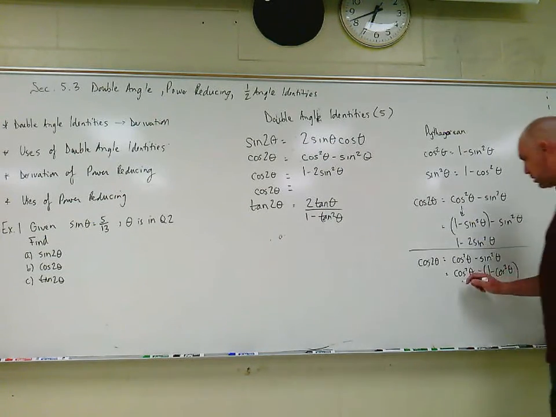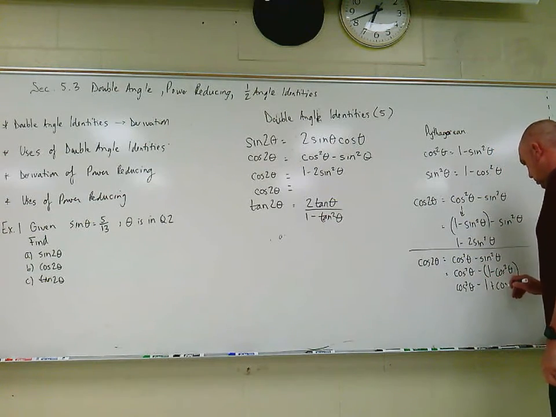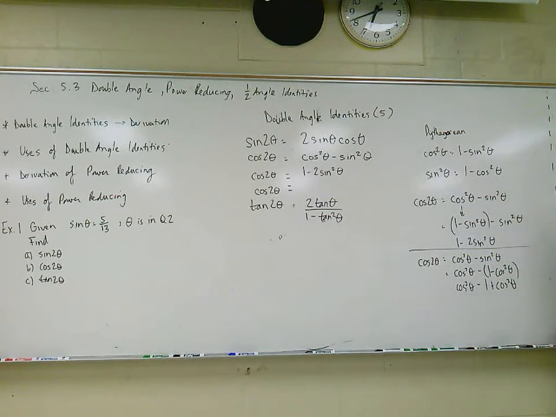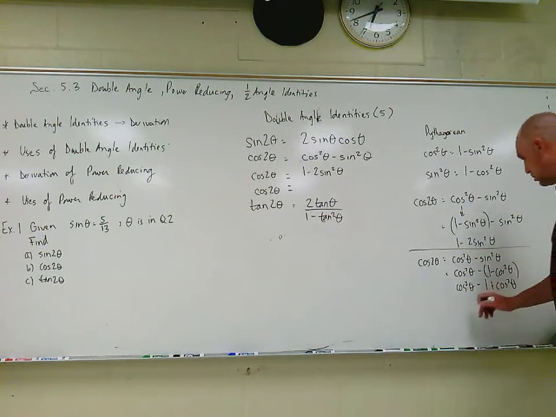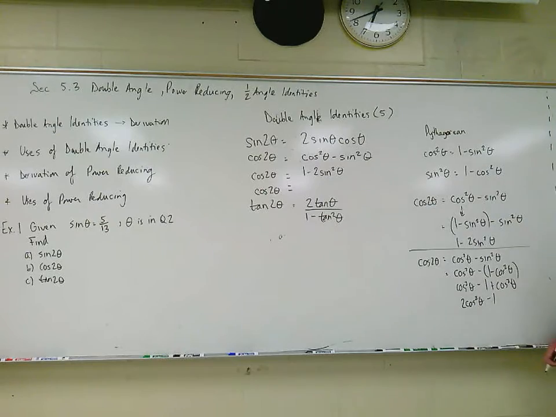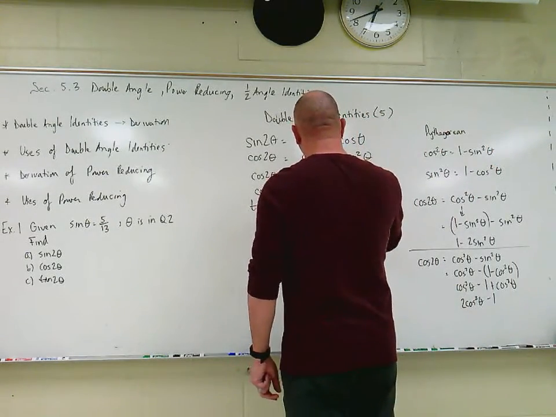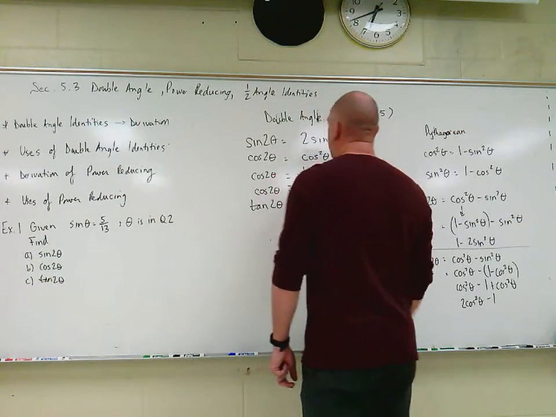So, this is how we get cosine squared minus 1 plus cosine squared. Well, cosine squared and cosine squared, we get 2 cosine squared minus 1. That's our last identity. These are your 5 double angle identities. Okay.